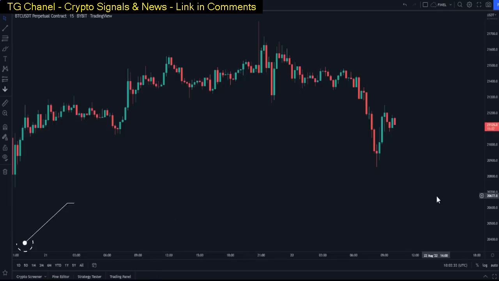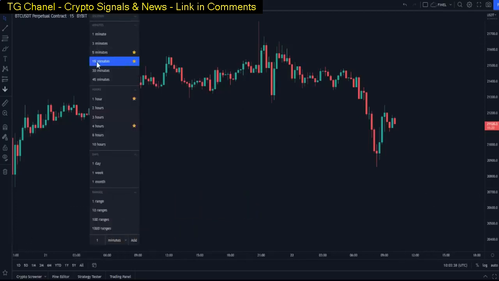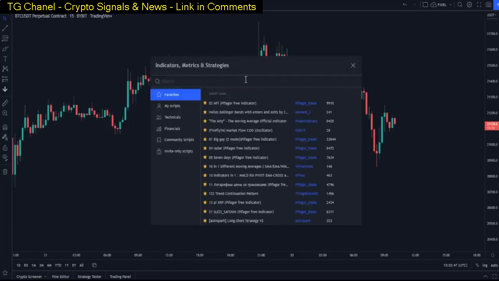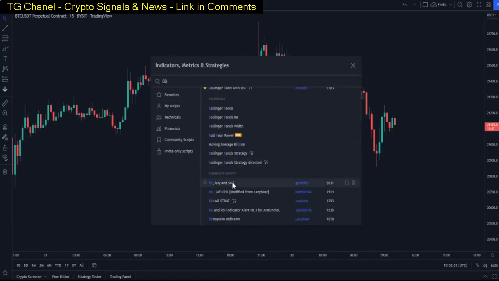The first indicator in this video is the BB Buy and Sell indicator, which was created by Gitkrov. This indicator works well from a 15-minute to 4-hour frame, and for this, let's apply it to the smaller frame, which is a 15-minute frame. To find this indicator, open the indicators box and type BB. And to be honest, I came across this indicator by accident while I was looking for the Bollinger Bands indicator.